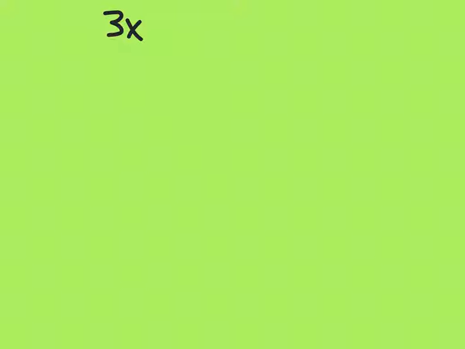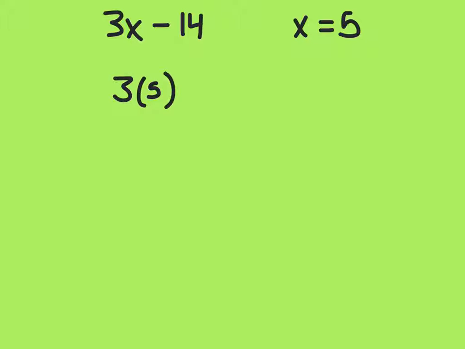So let's jump in, and there's no better way than to just jump in and do it. So here's the example, and it says 3x minus 14, and then it tells us that x is equal to 5. So I'm going to solve this by substituting in 5 wherever I see an x, just like I've done before, and solving the expression. So since x equals 5, I'm going to replace x with 5, and I'm going to write everything else just as it was.